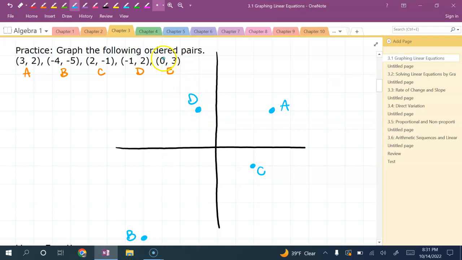And for E, it's (0, 3), so you don't go left or right any because your x is 0, so you stay at the middle, and then you go up 3 points. So it's on the y-axis. That would be an example of a y-intercept because it's sitting on the y-axis. If there was a line connecting the points D and E together, E would be the y-intercept of that line.